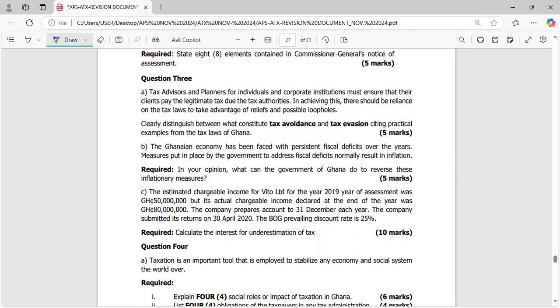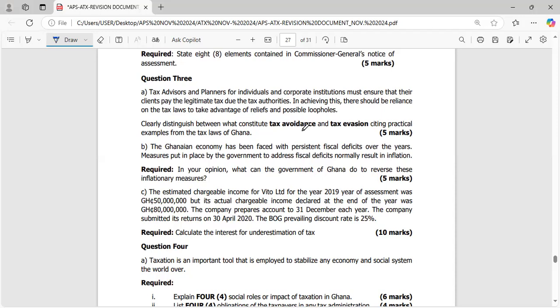Question 3. Clearly distinguish between what constitutes tax avoidance and tax evasion, citing practical examples from the tax laws of Ghana. We know tax avoidance is when you exploit the loopholes in the tax law in order to pay the minimum amount of tax. So how is tax avoidance done? Through the tax planning maxims.